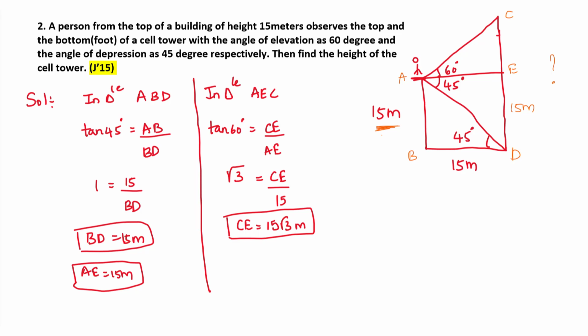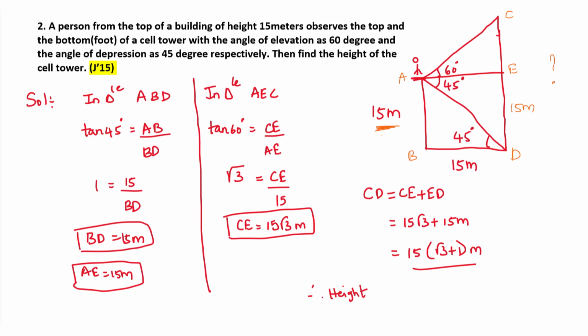What they have asked us to do is to find the height of the cell tower. Cell tower here is CD. How can you find that? By adding CE plus ED. Here CE we found out to be 15 root 3 and ED is 15 meter from the question itself. Therefore, taking 15 common, we have 15 into root 3 plus 1 meter. So this is our answer. Therefore, height of the cell tower is 15 root 3 plus 1 meter.